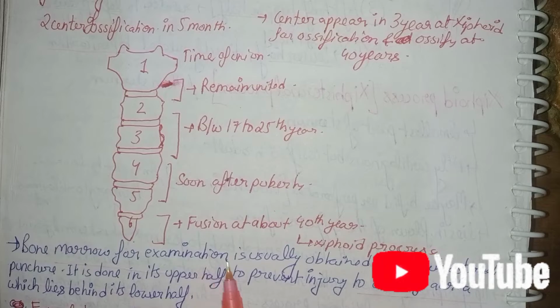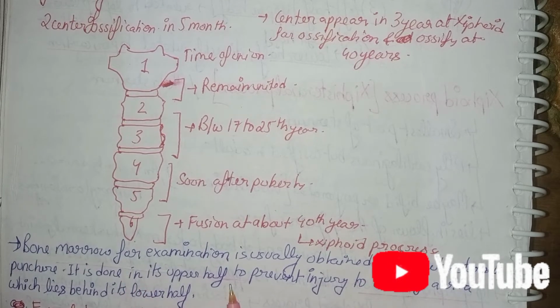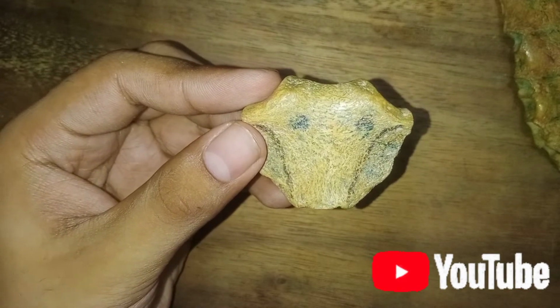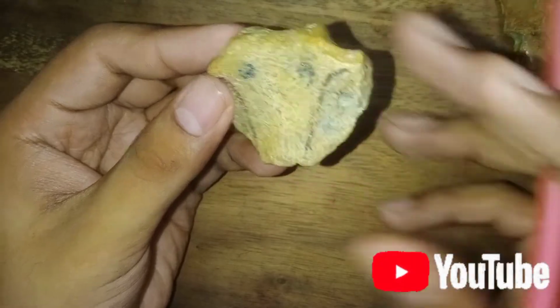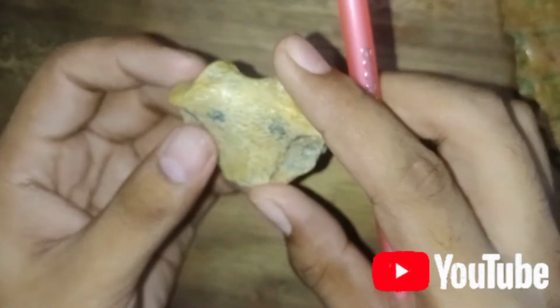Bone marrow examination is usually done by manubriosternal puncture. It is done in the upper half to prevent injury to the arch of the aorta, which lies behind the lower half. So basically the sternal puncture will be done in the upper part to avoid injury to the arch of aorta, because the arch of aorta will be in the lower part. So if the puncture is in the upper part, the chance of injury to the arch of aorta will be less.